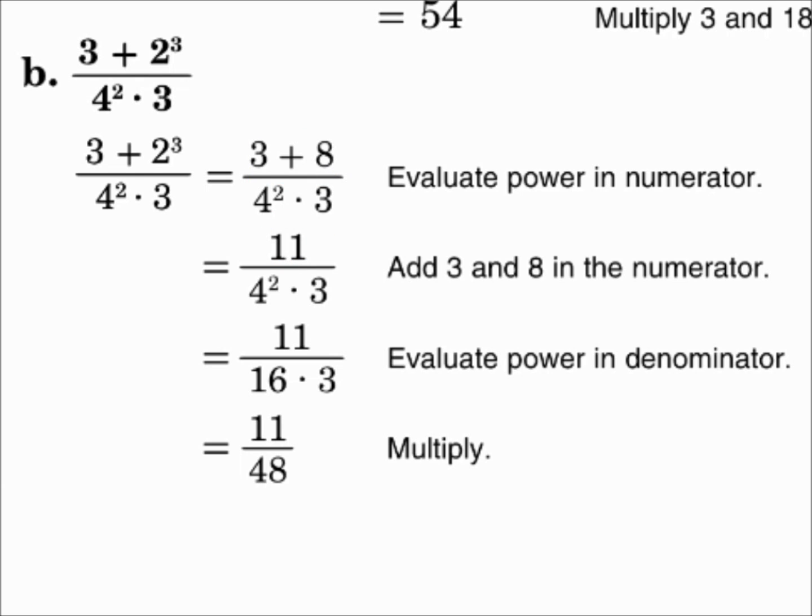The numerator is finished, so go to the denominator. 4 squared times 3. Do you do exponents first or multiplication? You do exponents. 4 squared is 16. Then you have 16 times 3, which is 48. Your answer is 11 over 48. If that were able to reduce, then you would reduce it, but this one is finished.